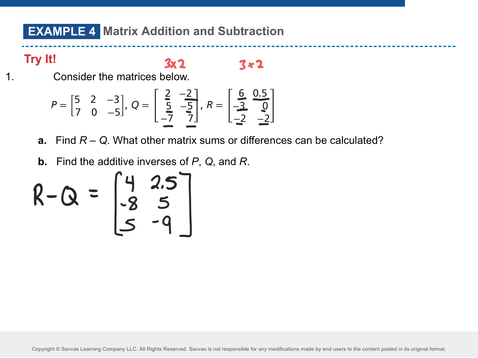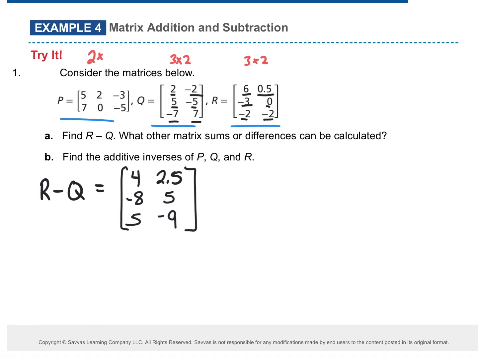An add-on question to that says, what other matrix sums or differences can be calculated? So what other matrix pairs out of P, Q, and R can I add or subtract together? Is there any more? Why not? Can I add or subtract P and Q? Why not? What is the dimension of P? 2 by 3, right? Can I add P to either Q or R? No. So are there any other calculations that can be made? Nope. Good.